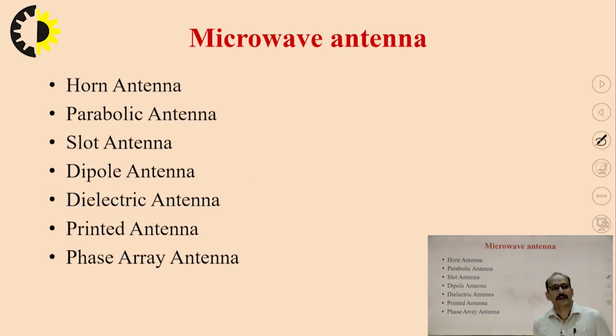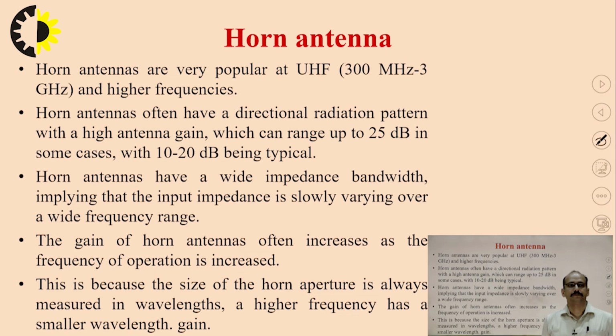Then the next, microwave antenna. There are various types of microwave antennas present, in which horn antenna and parabolic antenna are used for satellite communication. Now what is that horn antenna?